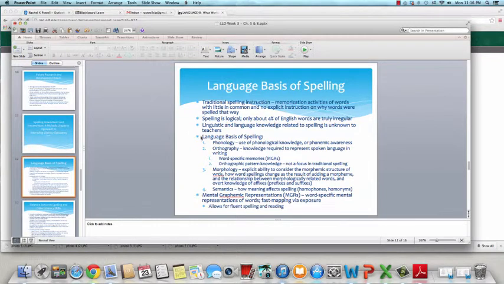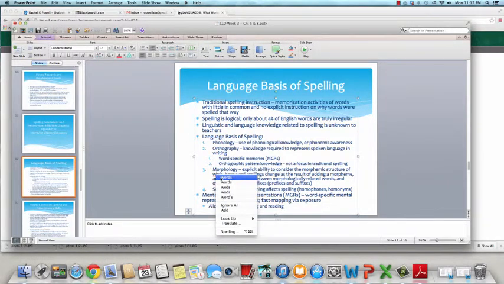Now, morphology, and we've talked about this a little bit so far, is explicit ability to consider the morphemic structure of words, how word spellings change as the result of adding a morpheme, and the relationship between morphologically related words and overt knowledge of affixes, which are prefixes and suffixes. Finally, semantics is how meaning affects spelling. So homophones and homonyms.